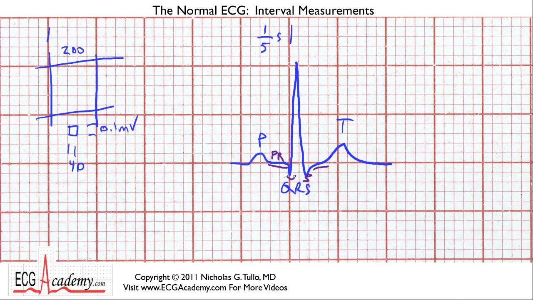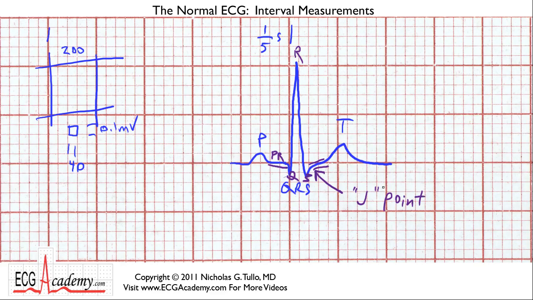Remember, the first negative deflection is a Q, then the first positive deflection is an R, and following the R you can have an S wave. Then you have the ST segment, which is between the S wave and the T wave. Remember, the point where the QRS complex ends and the ST segment begins is known as the J point.